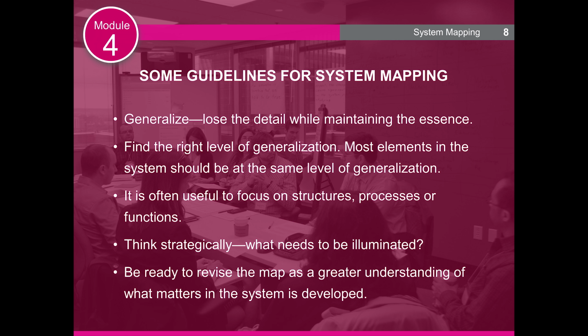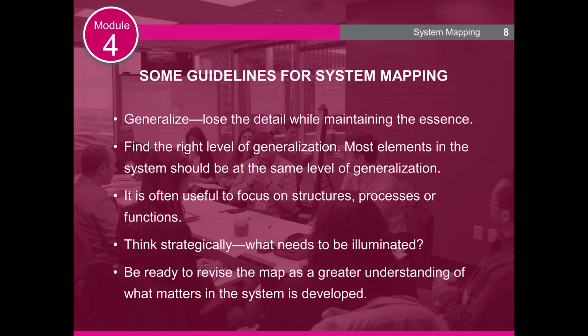When generalizing, it is most effective to ensure that most elements of the system are at the same level of generalization. However, you can have different levels within the same system map. That is to say, a domain map will essentially be a system of systems which can themselves be broken down. It is often useful to focus on structures, processes, or functions.